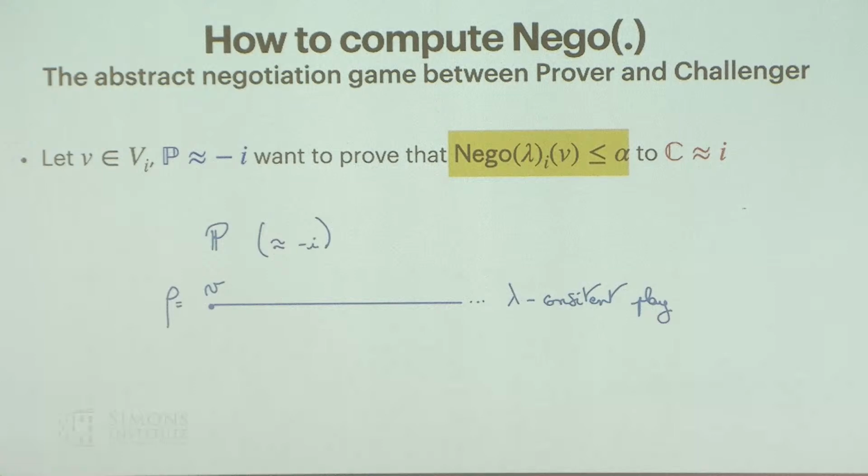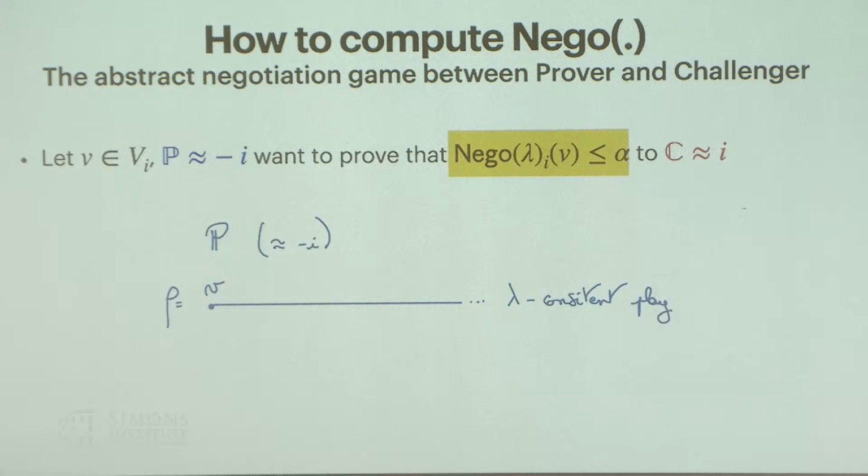Okay, and so the idea is the following. We will make sure that the prover can only propose moves that are rational. For that, what we will impose is that from V, the game will be played as follows. The prover will give not only one edge, but an entire execution. And the constraint is that this execution should be lambda consistent.